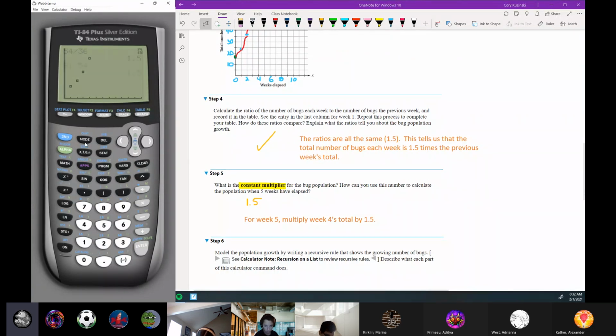So what was week 4? It was 81, right? And if we multiply that by 1.5, we'd get 121.5. How about we say about 122 bugs? That's when it gets weird. How can you have a half a bug, right?